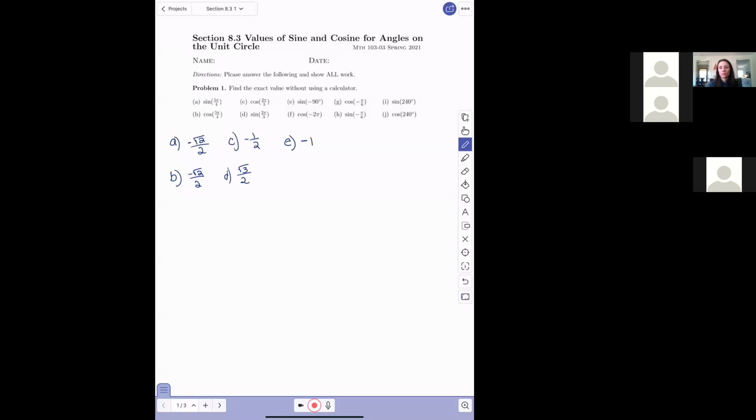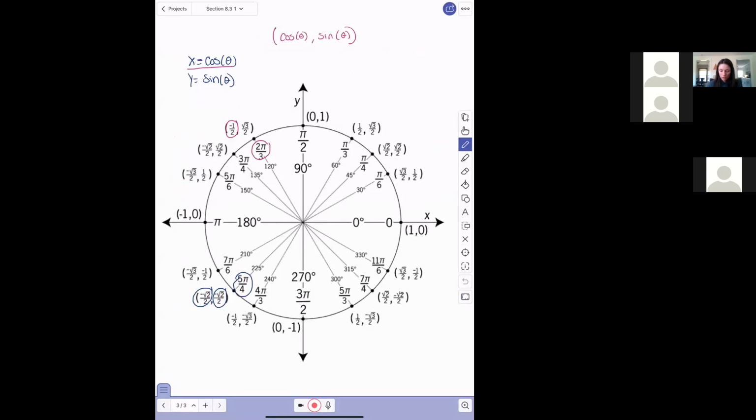Can you just go over how you got that, like using the circle? Yep. So we went from 0 degrees to negative 90, which means we came down this way. And this point here is the point (0, -1). We're looking for the sine of negative 90, which is the y value. So it's negative 1. Does that make sense? Yeah, thank you.